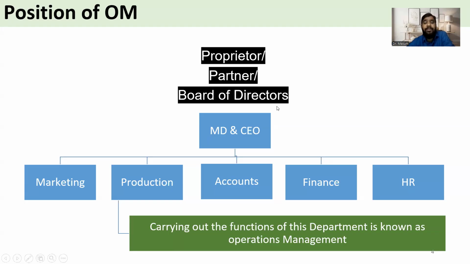You are now doing staffing jobs. The main job is done by the HR department, but you are playing the role of coordinator as a production manager. As a production manager, you are doing some coordinating job. All right.